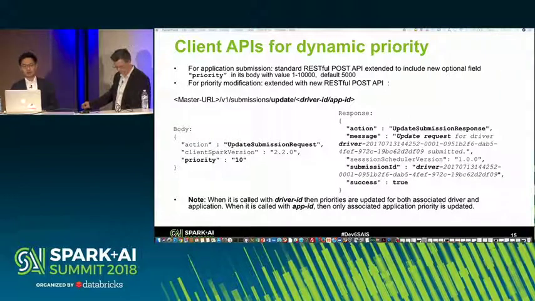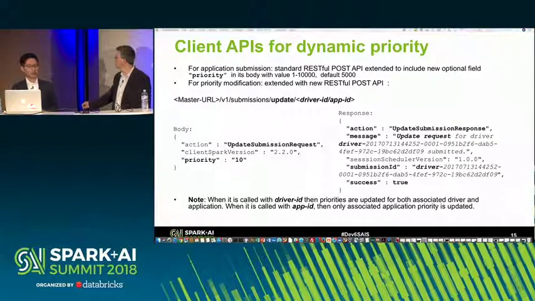OK, so now let's look at the client-facing client interface. So we extended the RESTful APIs on Spark Master. And for application submission, hopefully everyone's aware of which REST API that I'm talking about. It's the POST API to submit application to Spark Master. And we extended this POST API with this new optional field priority that can take the value from 1 to 10,000. The default is 5,000.